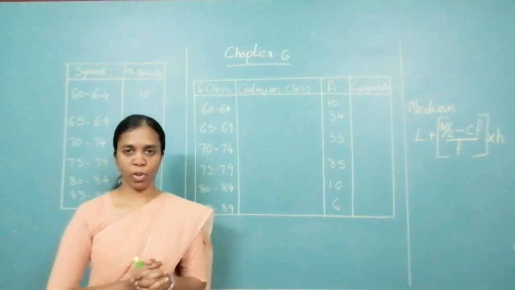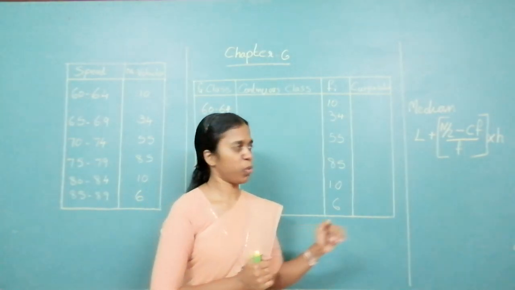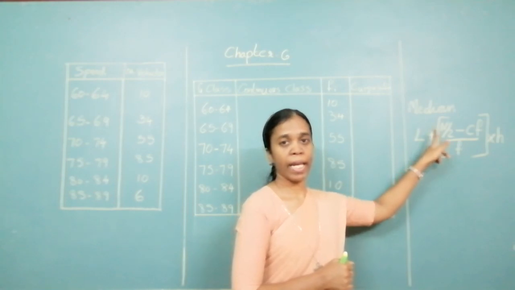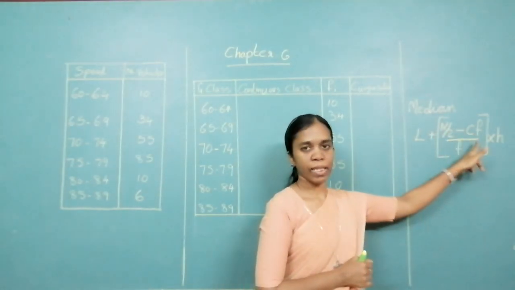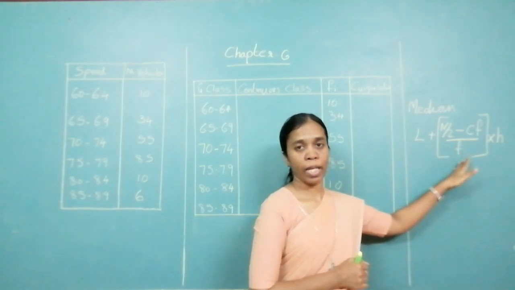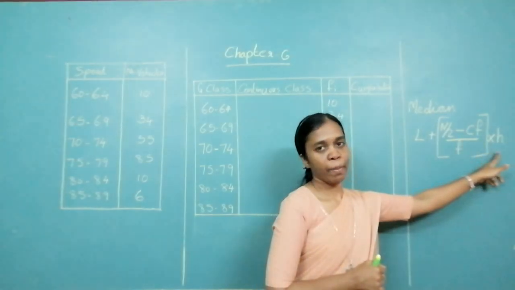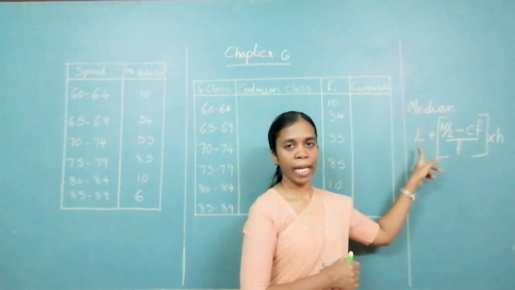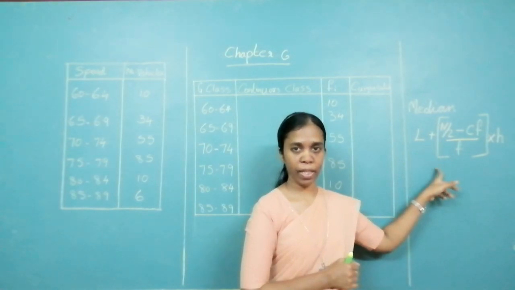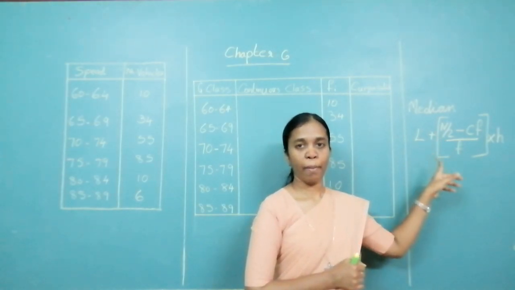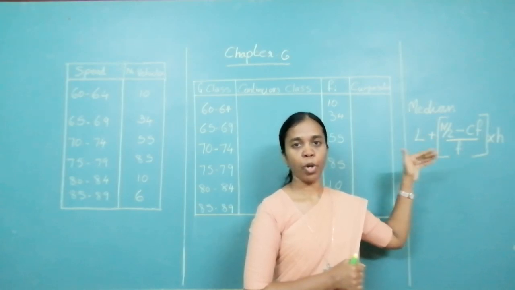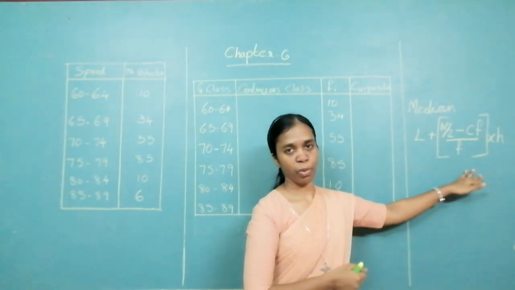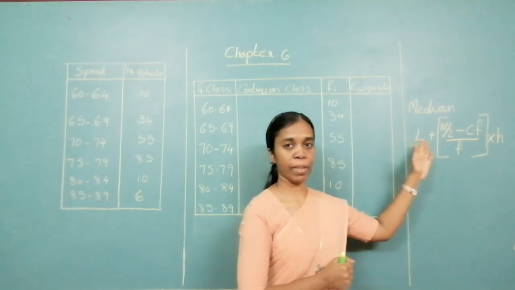The formula is very important. Median is equal to L plus bracket n upon 2 minus CF upon F, multiplied by h. I repeat, median is equal to L plus bracket n upon 2 minus CF upon F into h. Take care of the bracket, it is very important. Let us understand what these letters mean.